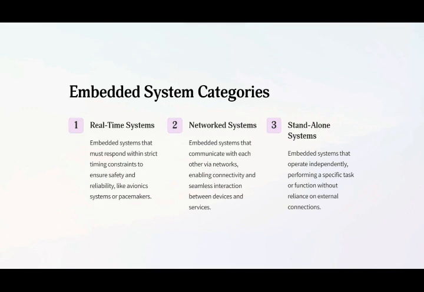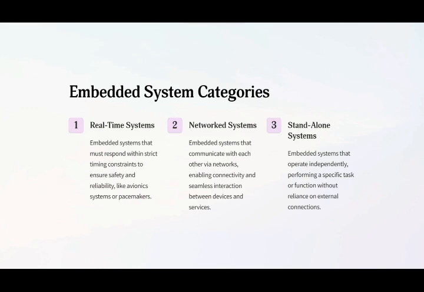Embedded system categories. Here we have three categories, which are real-time systems, networked systems, and standalone systems. Real-time systems are designed to perform a task within a restricted time. This system has to complete the task or a process within a specified time to ensure the safety.